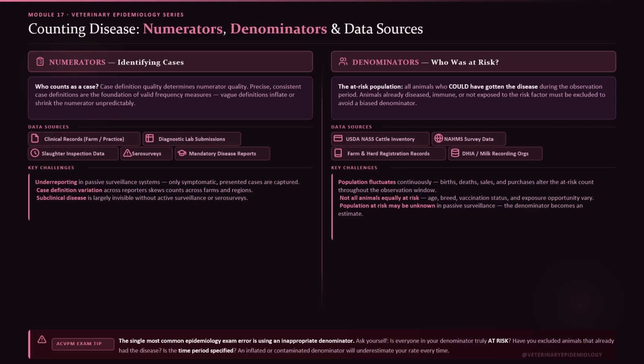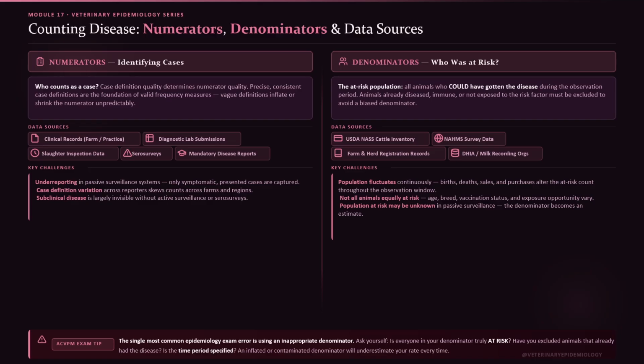Now the denominator. Who was actually at risk? That's everyone who could have gotten the disease during the observation window. And the discipline here is about exclusions. Animals that already have the disease, animals that are immune, animals never exposed to the risk factor, they don't belong in the denominator. Leave them in and you've biased it.